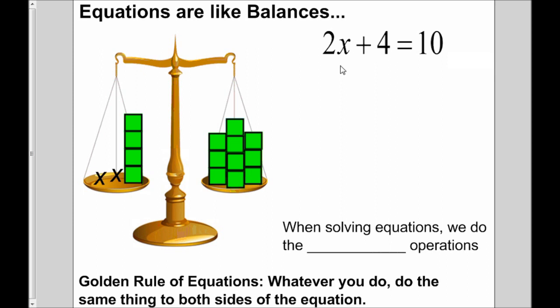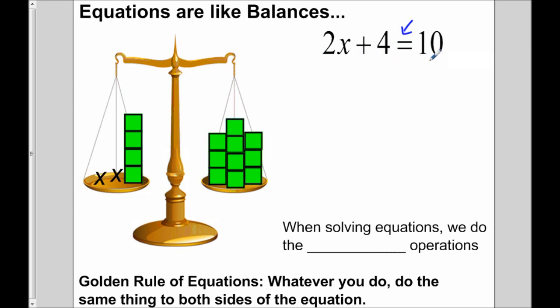The equation here is 2 times x plus 4 is equal to 10. Now, I don't know what that x represents. I don't know what that number is. All I know is that 2 times whatever that number is, when you add it to 4, it makes 10. Now the important thing is, this is an equation because we've got an equal sign here, which means that 2x plus 4 is the same as 10.